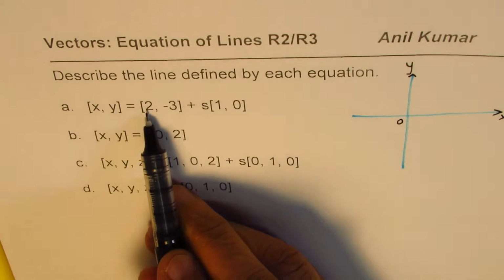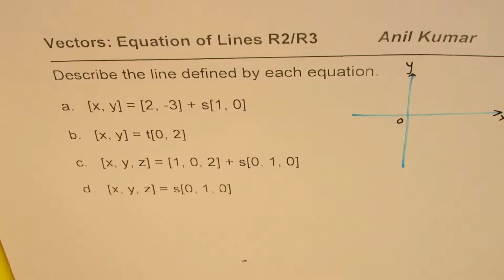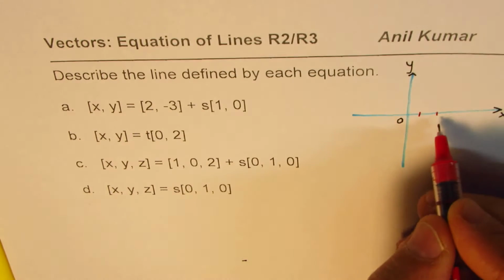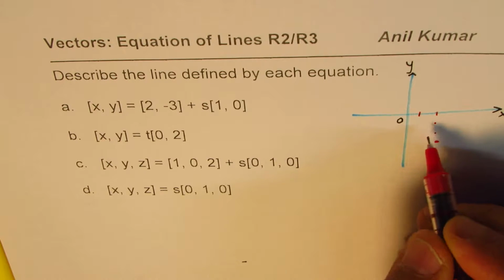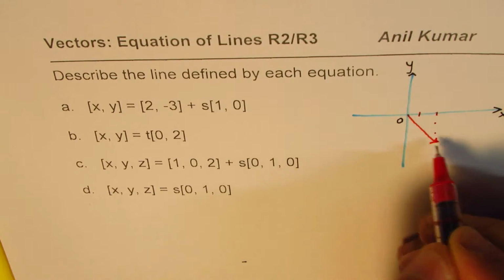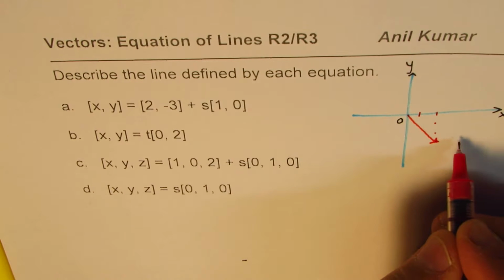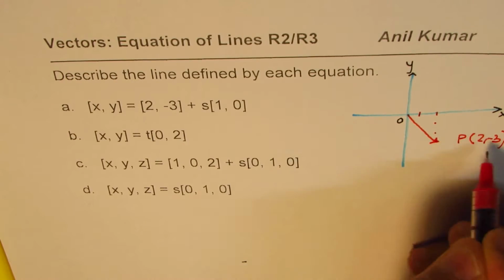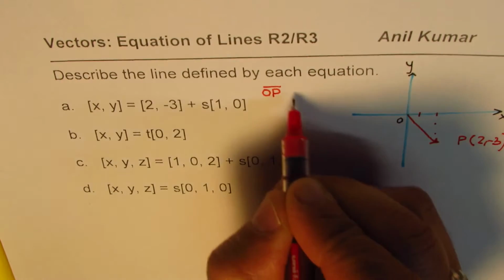Now when I say (2, -3), that is a point on the line, right? So x value 1, 2, and then y value minus 1, 2, 3. So we get this point. Joining this with the origin will give me the position vector. If I say that this point is P, which is (2, -3), then OP is the position vector, right?